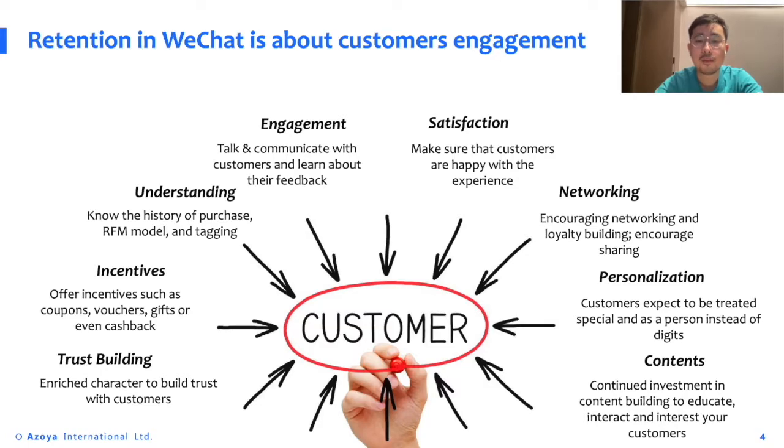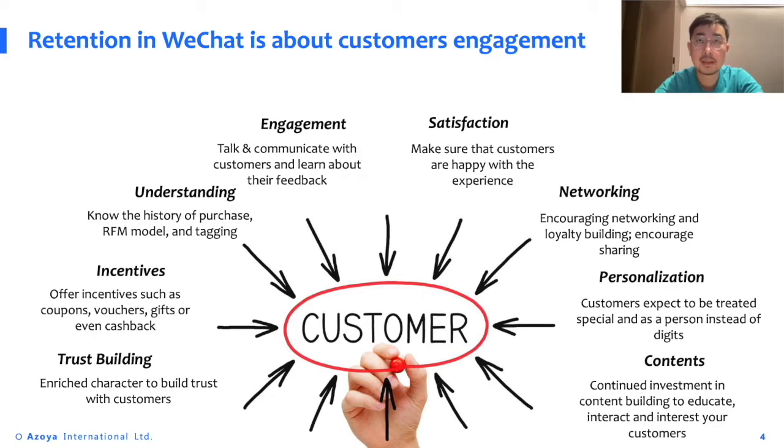The fourth rule is engagement. Talk and communicate with customers. Reach out to them and treat them as a human being instead of a database entry. Rule number five, satisfaction. Make sure that customers are happy with the experiences that they have when they're shopping from you or talking with you.